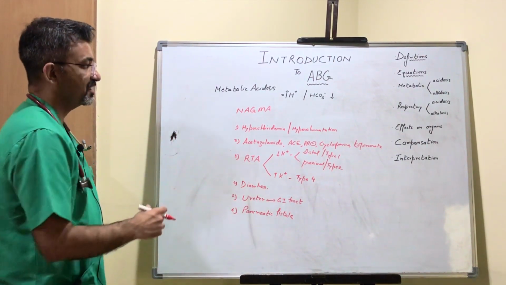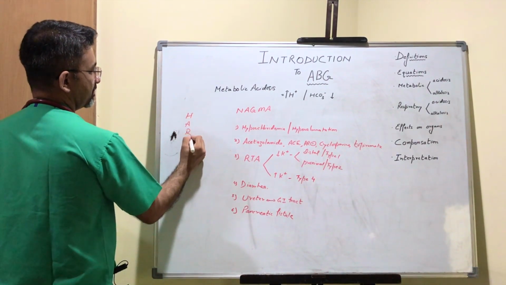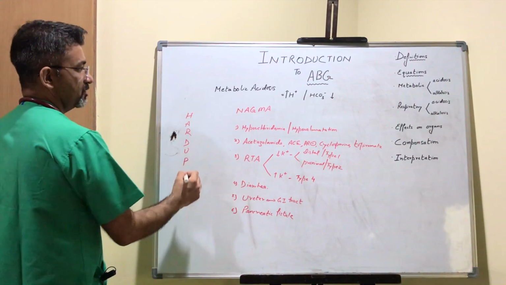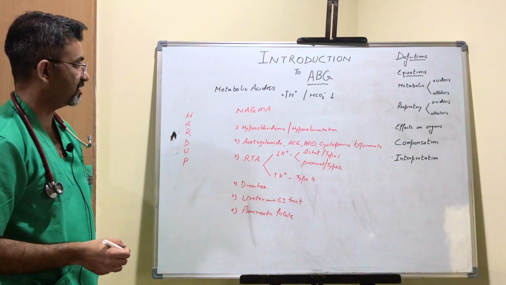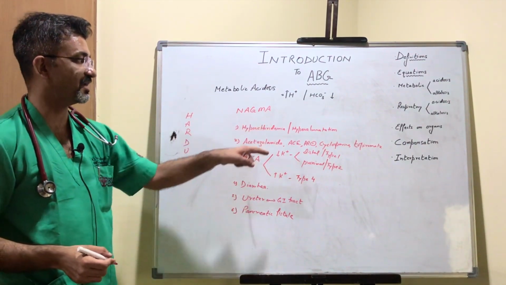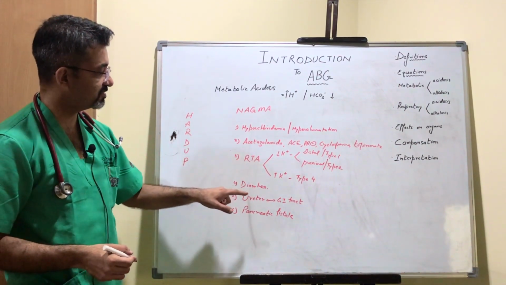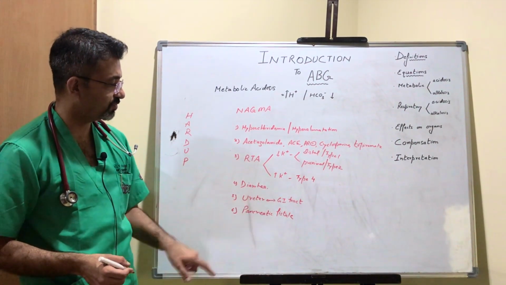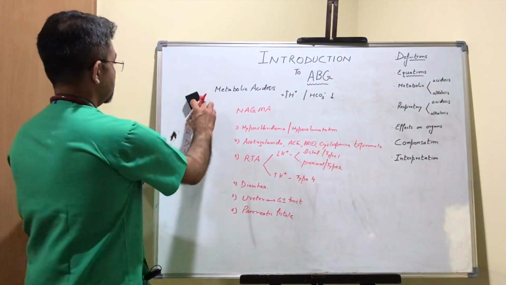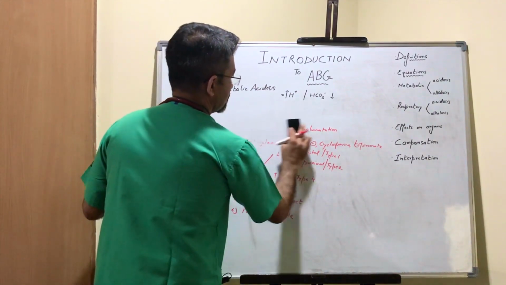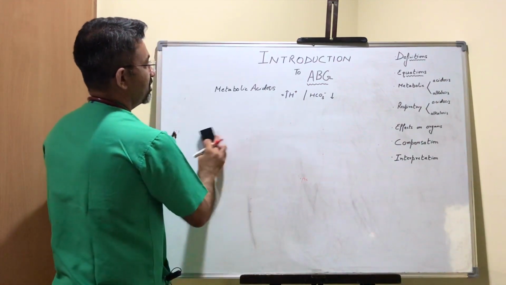So the mnemonic for NAGMA can be HARDUP. The mnemonic for HAGMA is MUDPILES, and the mnemonic for NAGMA is HARDUP: Hyperchloridemia, hyperalimentation, acetazolamide and different drugs, renal tubular acidosis, diarrhea. You have a connection between ureter and GI tract, or you have pancreatic fistula. Right, so this is about metabolic acidosis.